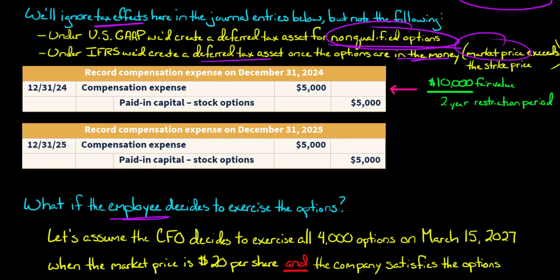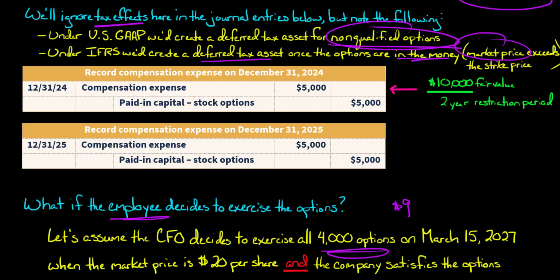I want to exercise the options. I want to buy shares at the strike price, right? Remember, that's what the option gives them the ability to do: to buy at that strike price, which we had said was $9 a share. Okay, that was the strike price.